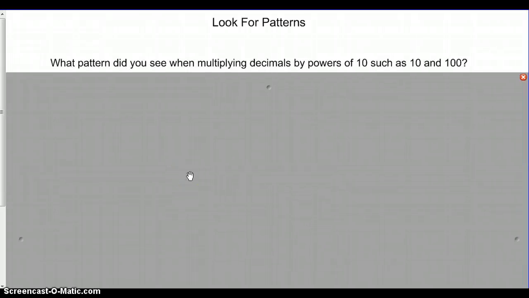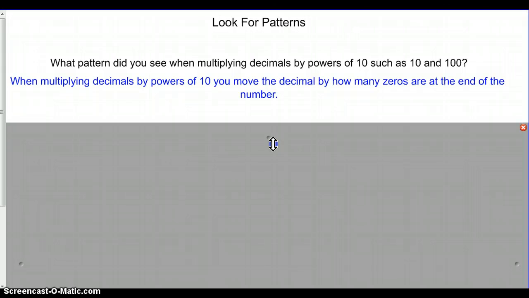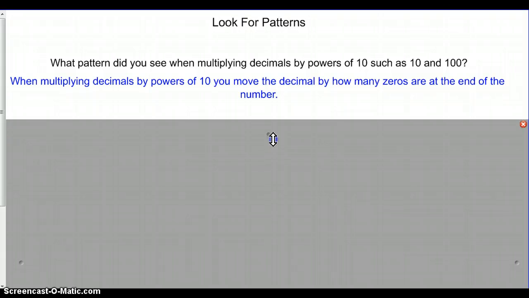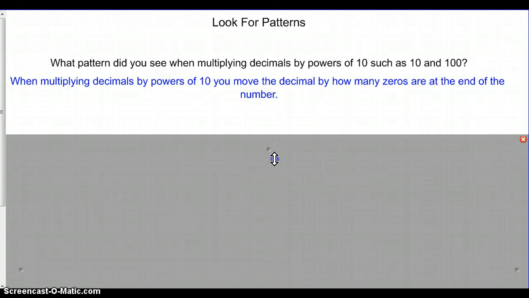Look for patterns. What pattern do you see when multiplying decimals by powers of 10, such as 10 and 100? When multiplying decimals by powers of 10, you move the decimal by how many zeros are at the end of the number.